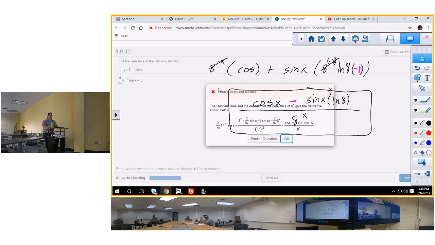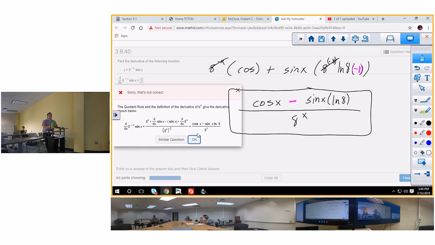Okay, there it is. Cosine of x minus sine x, natural log of 8, over 8 to the x.